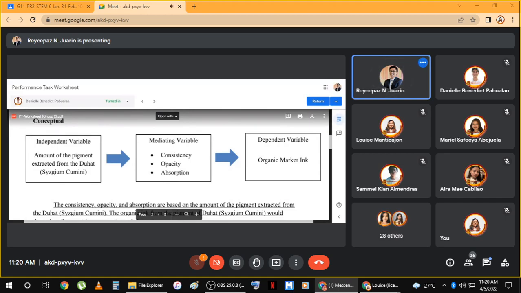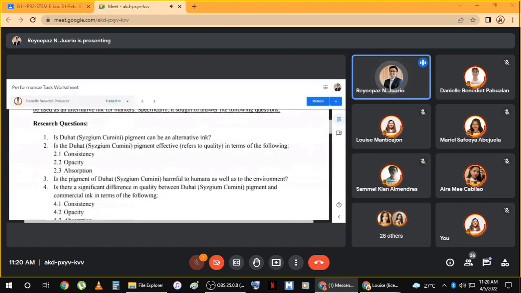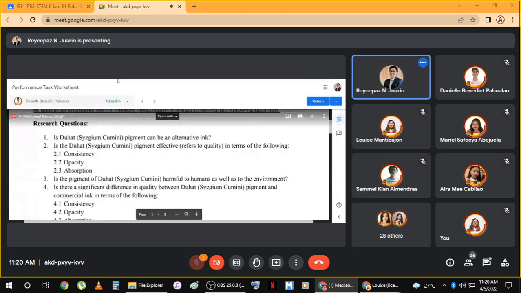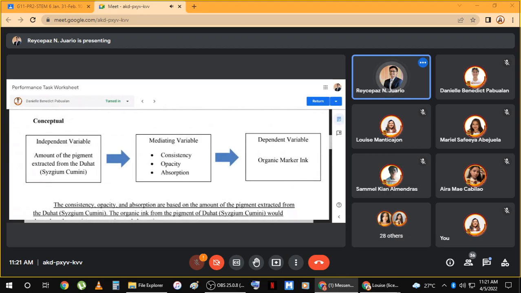I'm sorry. Okay. The amount of pigment is the independent variable, and we remove the mediating variable, so consistency, opacity, and absorption become our dependent variable. But before that, let us put first, for example, dependent variable: quality, because in your research question, you talk about the quality of your ink. So independent variable: amount of pigment. Dependent variable: quality of the ink in terms of consistency, opacity, or absorption. Just that, only two boxes.